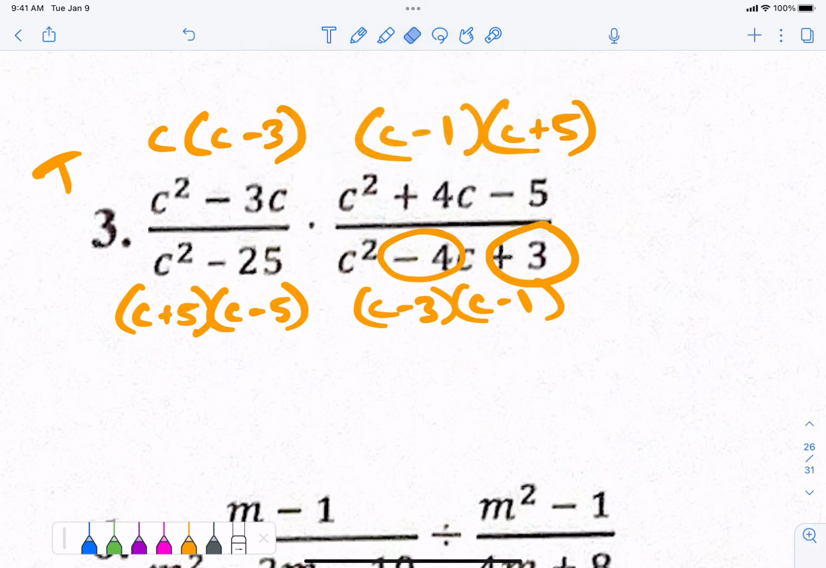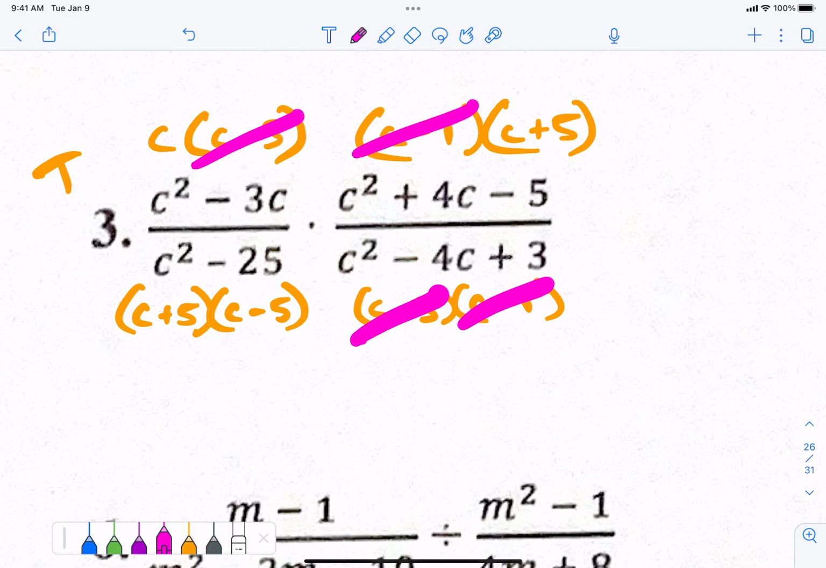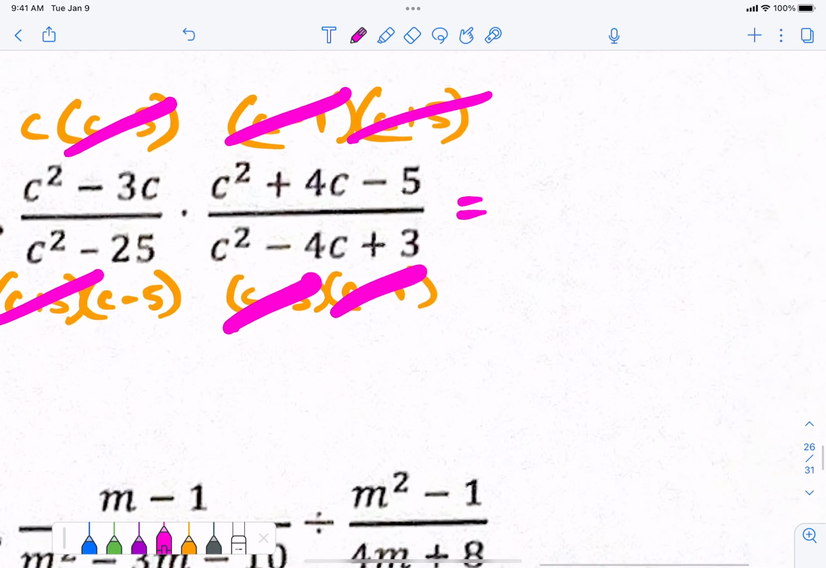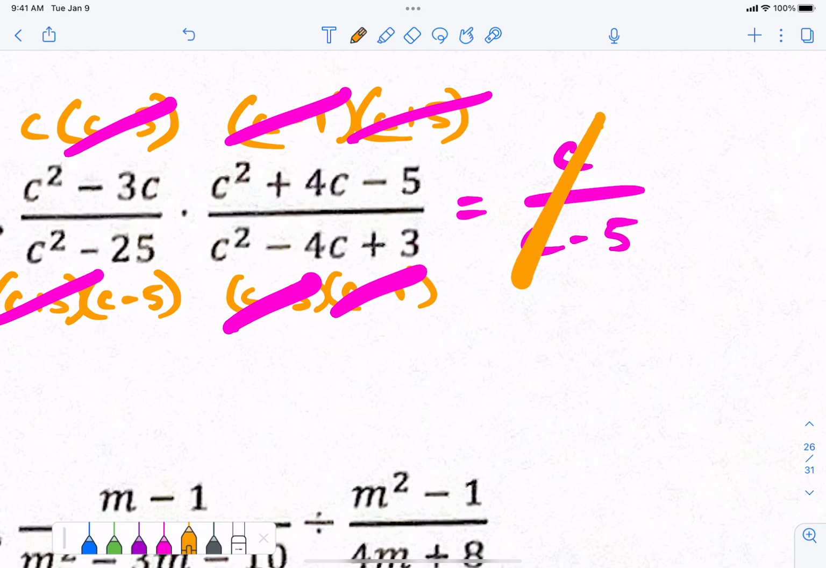Okay, all right, now what do we do? Cancel, cancel, cancel, right? Okay, so I see a c minus 3 and a c minus 3. And I see a c minus 1 and a c minus 1. And I see a c plus 5 and a c plus 5. And anything else that cancels? No. I have c on the top and c minus 5 on the bottom. Can I do this? No.